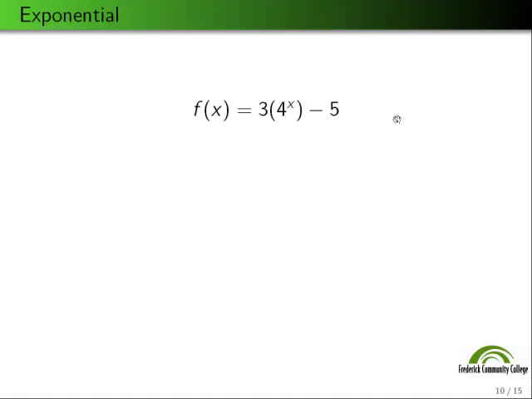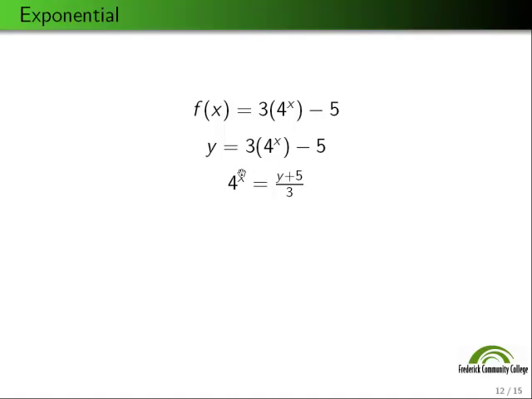Let's look at a function with an exponential in it. So we have f of x equals 3 times 4 raised to the x minus 5. So we're finding the inverse of this function. The first thing we do is rewrite f of x as y. And now I need to solve for x. So to solve for x, I need to get 4 raised to the x by itself. So I need to add 5 to both sides, then divide by 3. So 4 raised to the x equals y plus 5 divided by 3.